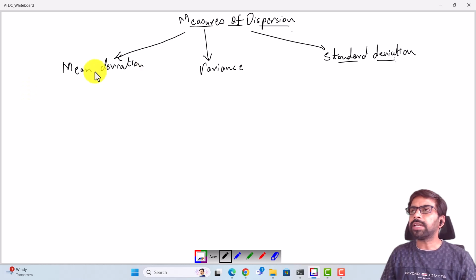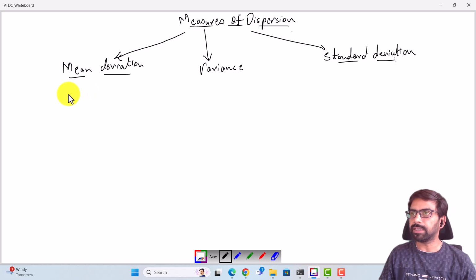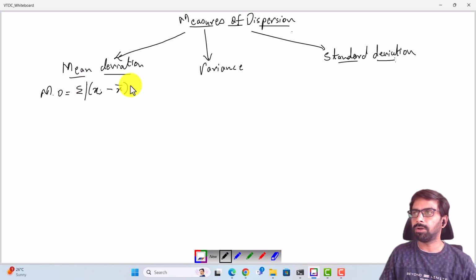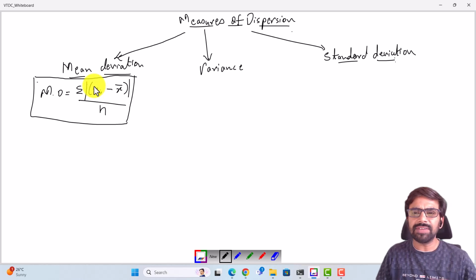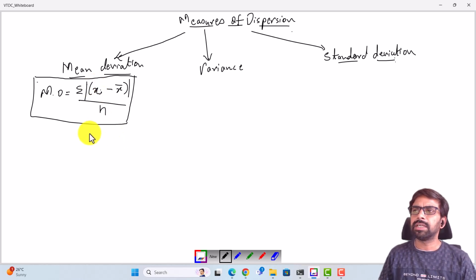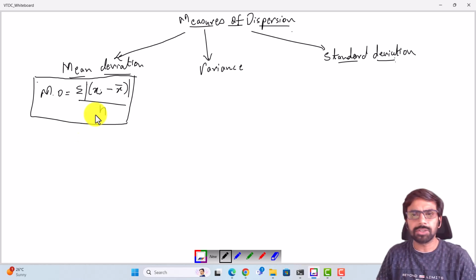Now let's try and understand what we mean by mean deviation. What is the meaning of mean deviation? Let's look at the formula. The mean deviation is equal to sigma, that is the sum of the modulus of xi minus x bar, divided by n. That is the formula for mean deviation, and that is one of the bad things about statistics. It appears to be complicated when it is not. It's very simple.